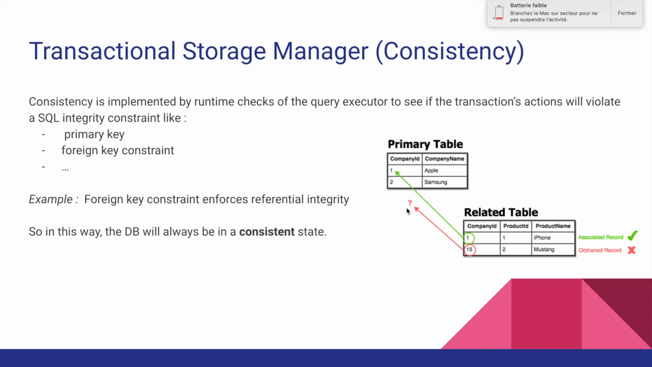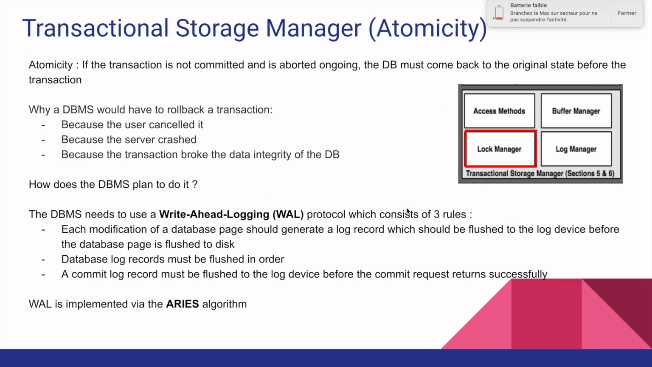Now let's move on to the next ACID property, which is atomicity. Atomicity is about this: if the transaction is not committed and is aborted midway, the database must come back to the original state before the transaction started. In other words, it has to roll back the transaction. There are multiple reasons why a database would have to roll back a transaction. For instance, because the user cancelled it, because the server crashed, or because the transaction broke the data integrity of the database, like a transaction which has duplicates in a row with the unique constraint, for instance.